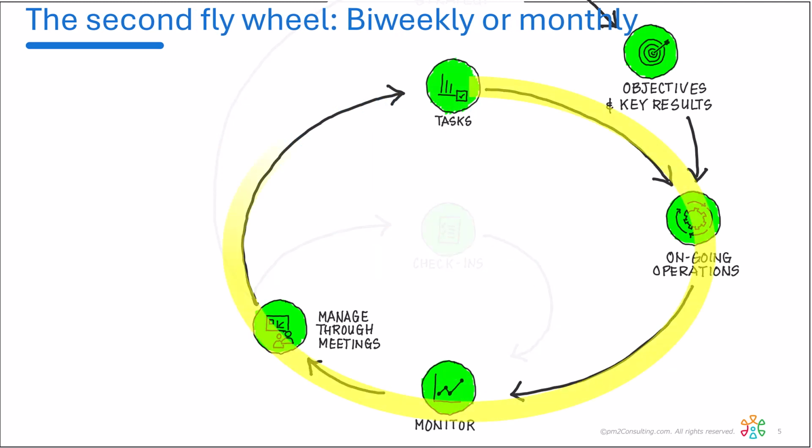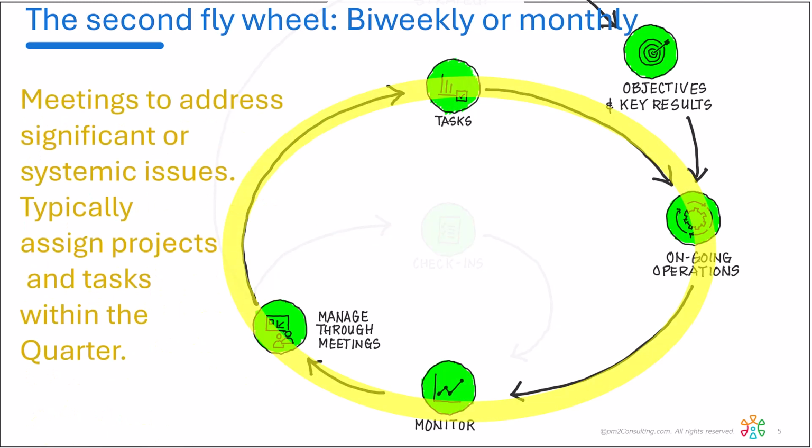The second flywheel, which is bi-weekly or monthly, is larger meetings. In those meetings, what we're doing is addressing significant issues or issues that are systemic, that we see week over week over week. And typically the outcome from that is we're assigning tasks or projects that get done within the monthly or quarterly time bucket. In other words, we don't update the OKRs because they're not at the quarterly level. They have a faster cadence. They're still going to inform what we do in our daily operations. We're still going to monitor them and so forth. So that's the second flywheel.